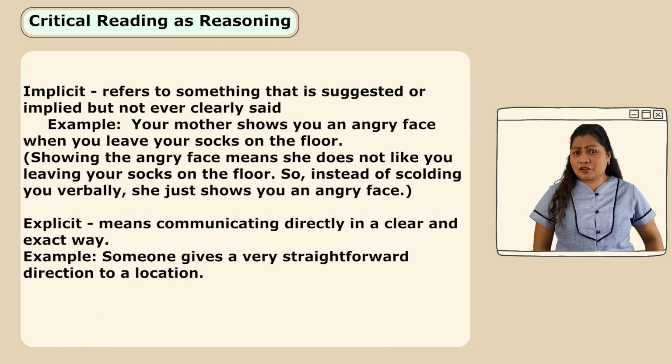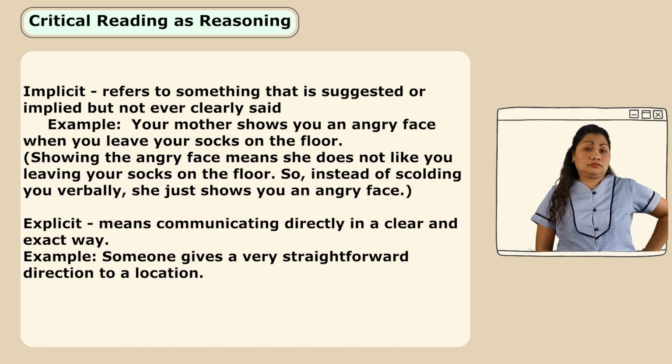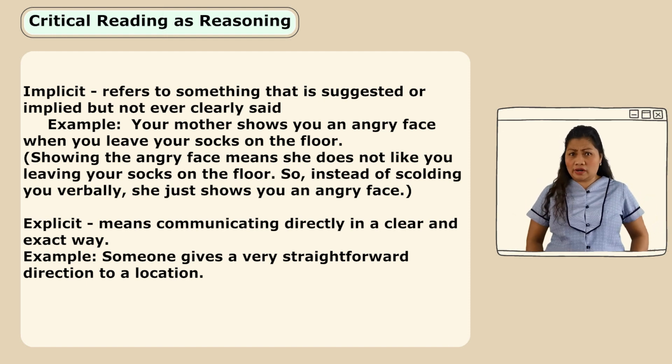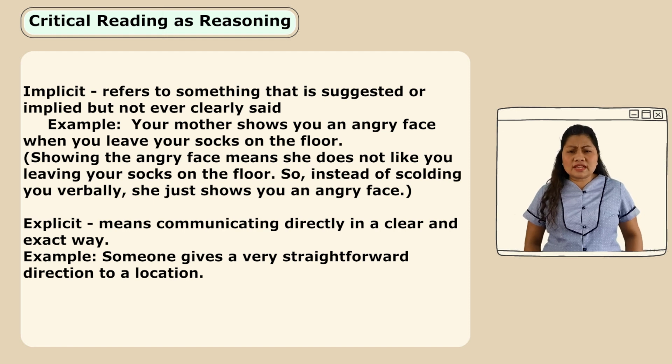What about implicit information? It refers to something that is suggested or implied, but not clearly said. For example, your mother shows you an angry face like this when you leave your socks on the floor. Showing the angry face means she does not like you leaving your socks on the floor. Instead of scolding you verbally, she just shows you an angry face.